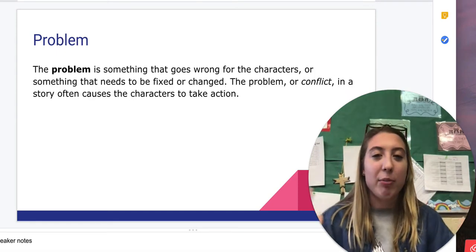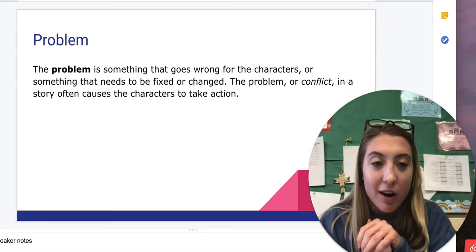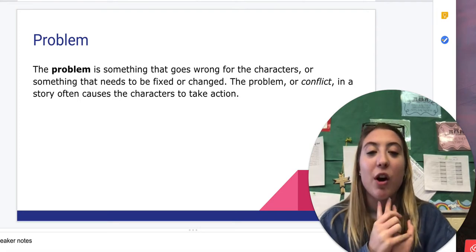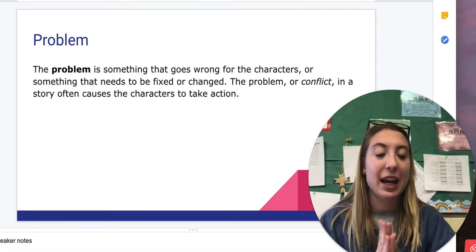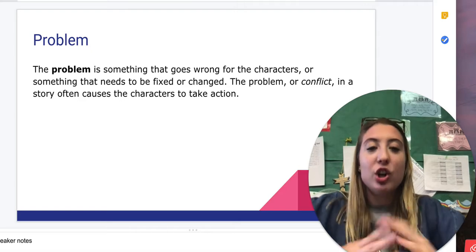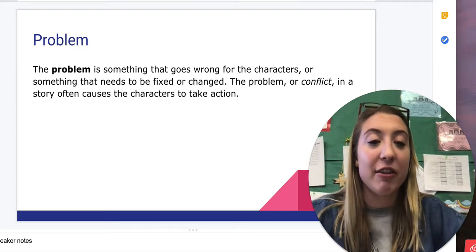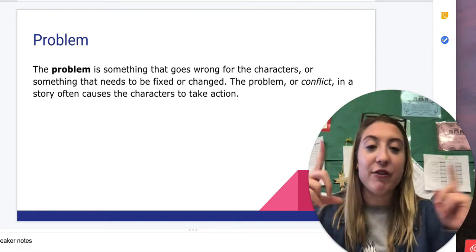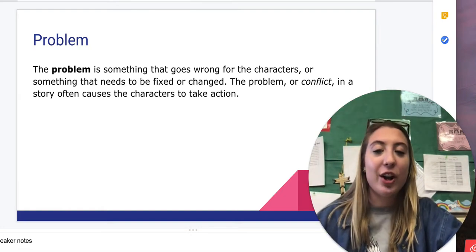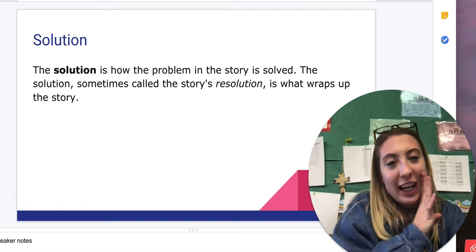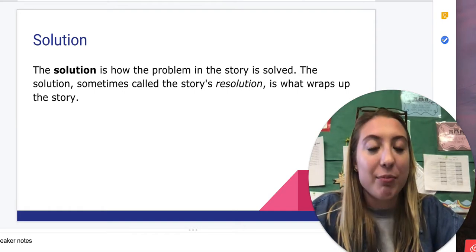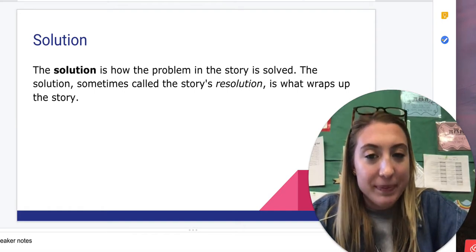And then our problem is something that goes wrong in our story. It goes wrong for the characters, and something has to be fixed or changed. So remember, when there is a problem, that means the characters are going to have to do something to fix it. And when they fix that problem, we call it our solution. It is how the problem in the story is solved.